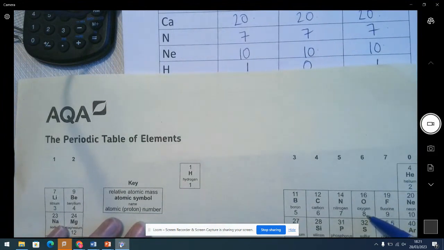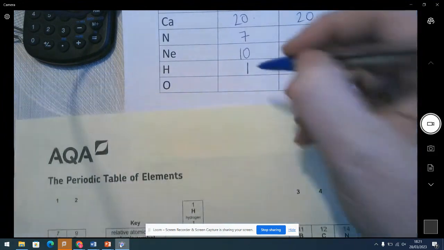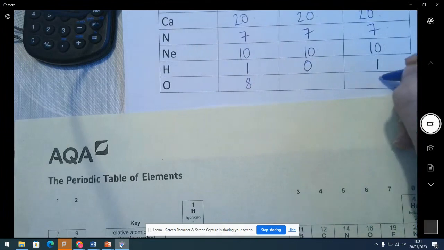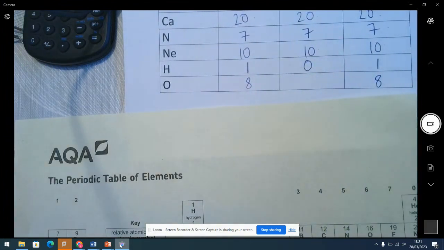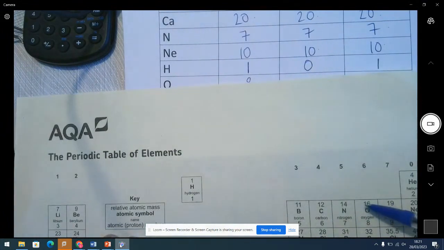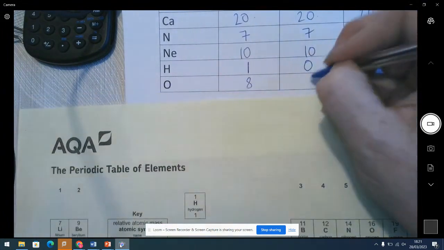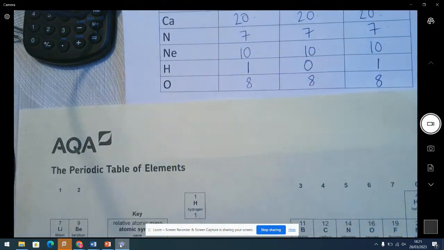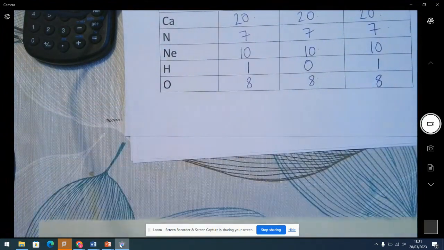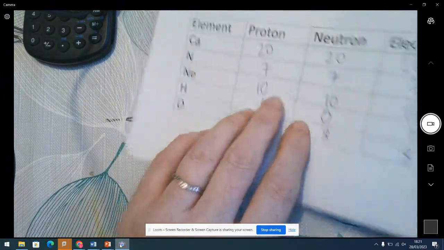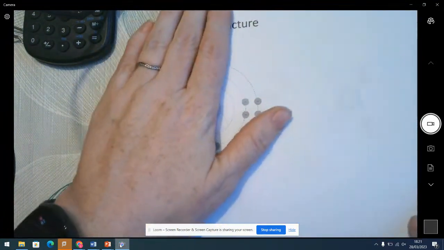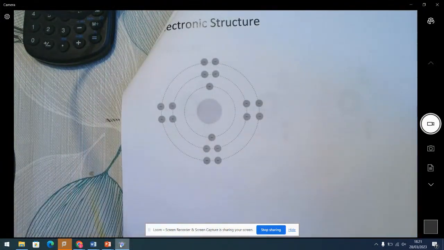And then finally, oxygen is 8 and 16. So you should have 8 for your protons, 8 for your electrons, because your positives and negatives are always the same in an atom. And then we're working out the difference between 16 and 8, which in this case is 8. So you are expected to be able to do that. It does come up quite a lot, so it is important you are able to interpret the periodic table and actually work out the number of protons, neutrons and electrons.